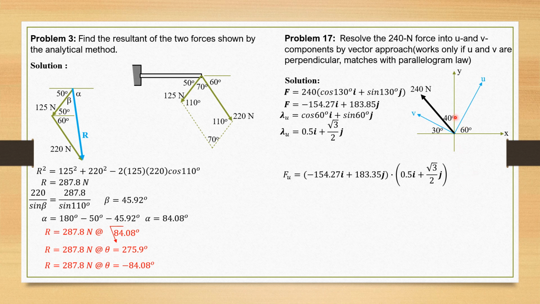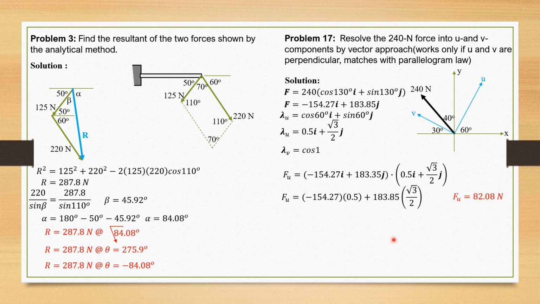Therefore, F cosine of the angle between them is the component of the 240 Newton force in the direction of u, which is the requirement here. From the definition of the dot product, it is just negative 154.27 times 0.5 plus 183.35 times square root of 3 over 2. And that is equal to 82.08 Newton. So that's the answer.